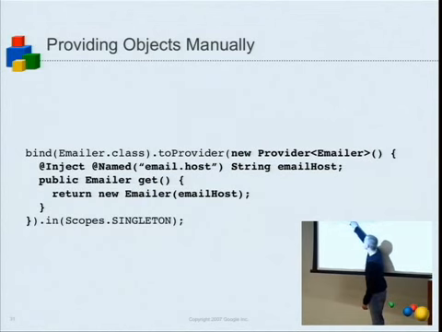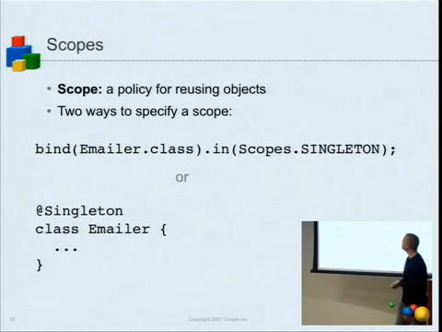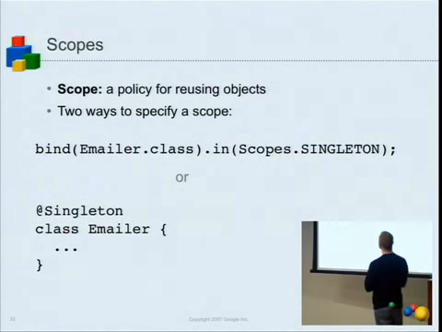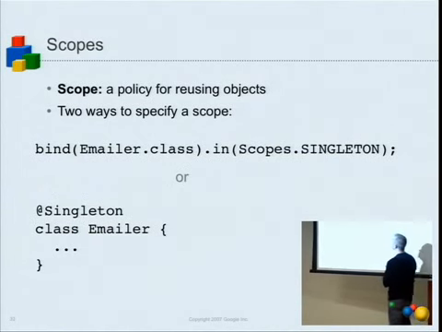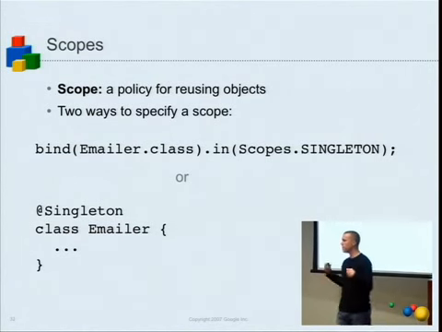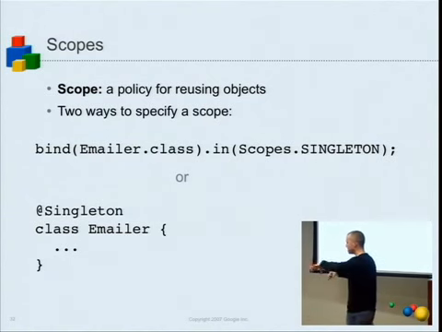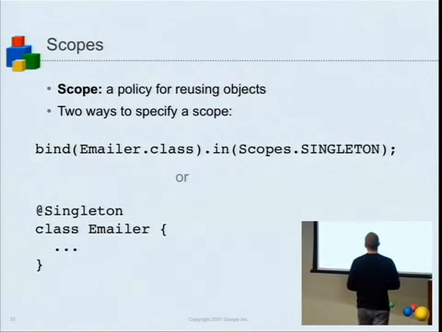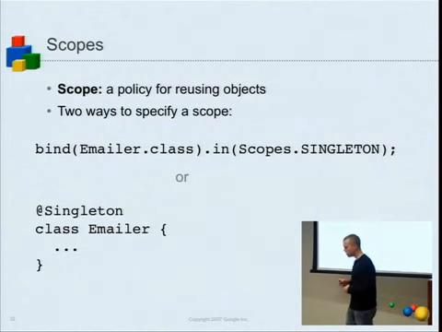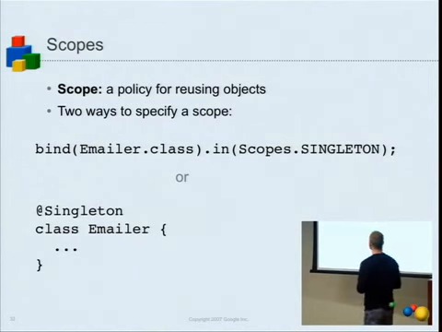And so you can kind of see here, we do @named, and then we just have email.host. So I touched on scopes. Let me just go into a little more detail on that. The definition of a scope is it's a policy for reusing objects. By default, Juice uses no scope for your objects, and that basically means that it creates a new instance every time, passes in a new instance every time, which keeps your objects separate and makes it nice and object-oriented.